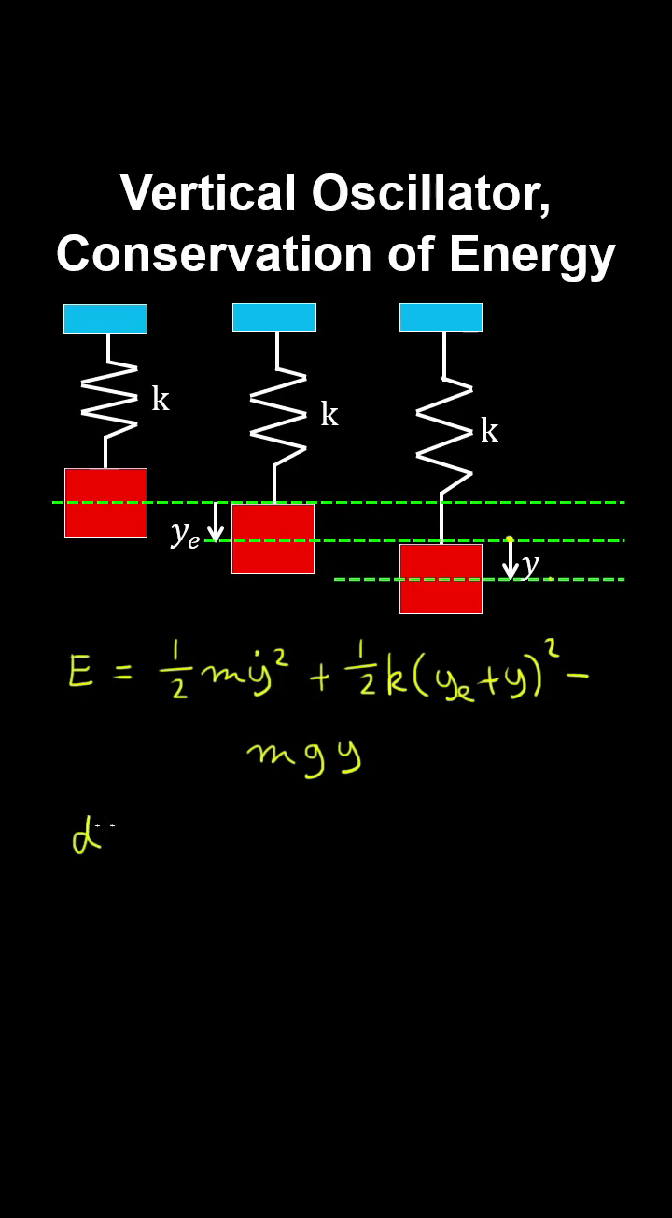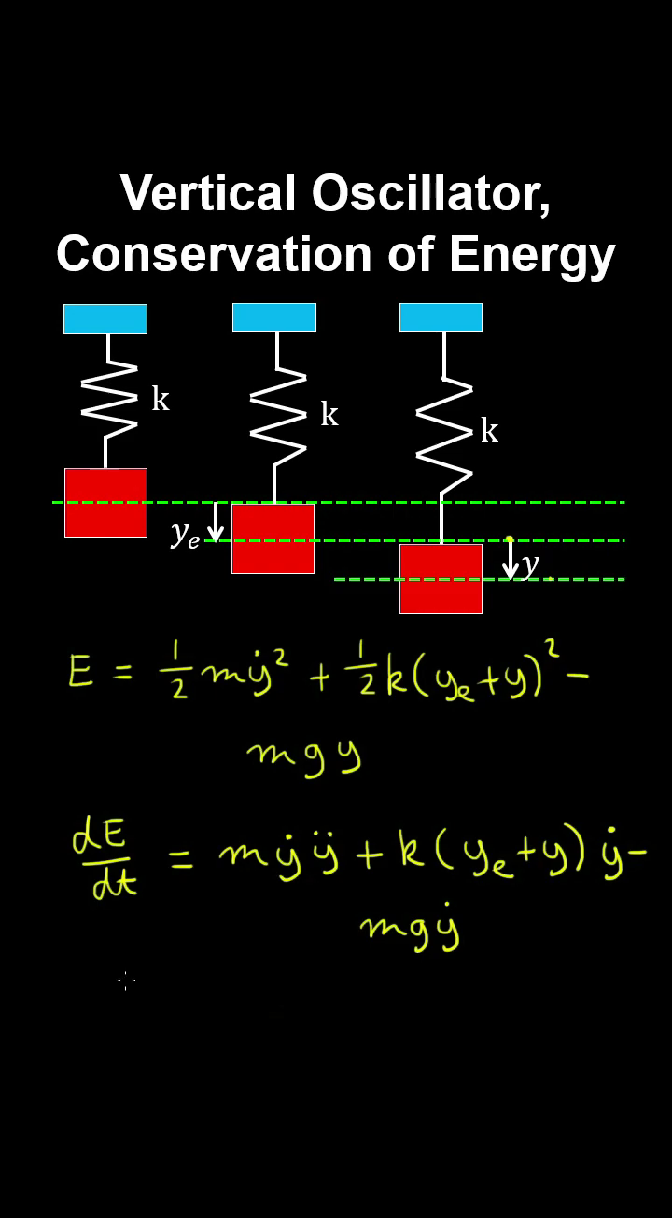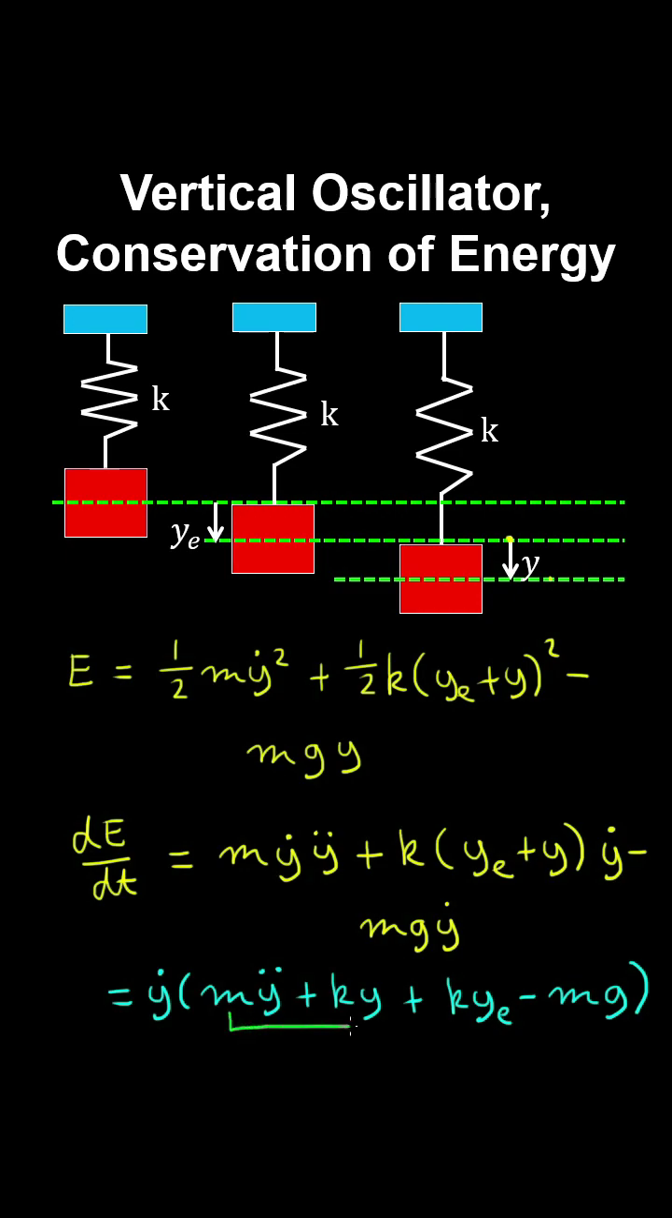Now if we differentiate the energy with respect to time, we can apply the chain rule. And now if you factor out the velocity, we obtain the following expression. And when we applied Newton's second law, we found that this equation of motion was equal to 0, and by Newton's first law, we found that this expression was also equal to 0. So therefore this derivative is 0, which means that the total energy is a constant, and therefore energy is conserved.